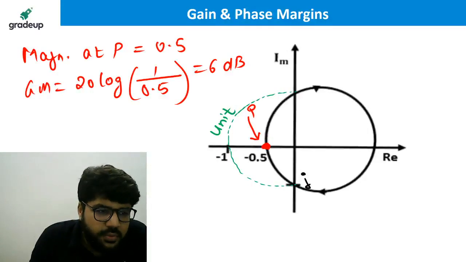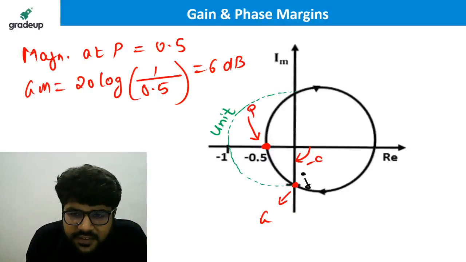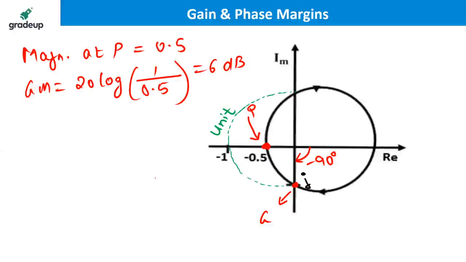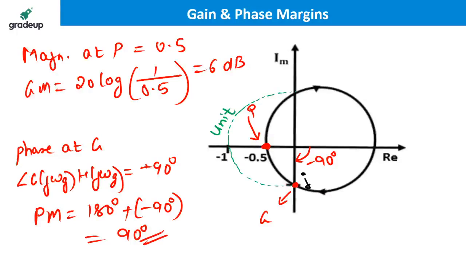Okay. And the point at which the Nyquist plot cuts the unit circle is actually the gain crossover point. So this is the G. Okay. And what is the phase at this point? If I take the phase clockwise, it is minus 90 degree. Okay. So I will write down here. What is the phase at G? That means angle G(jωG)H(jωG) is minus 90 degree because of clockwise. So what is the phase margin? 180 degree plus angle at omega G. So the phase margin is 90 degree.